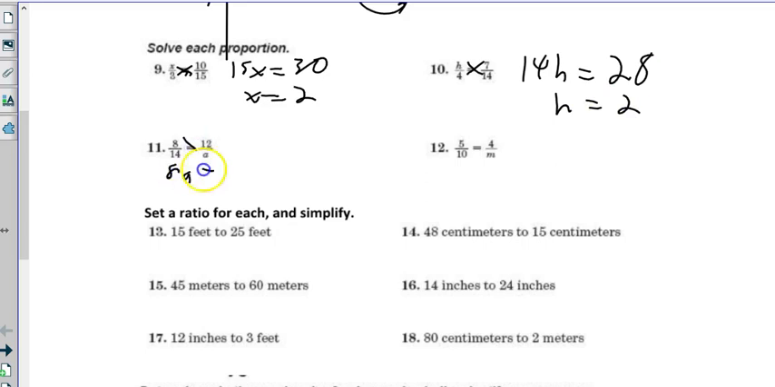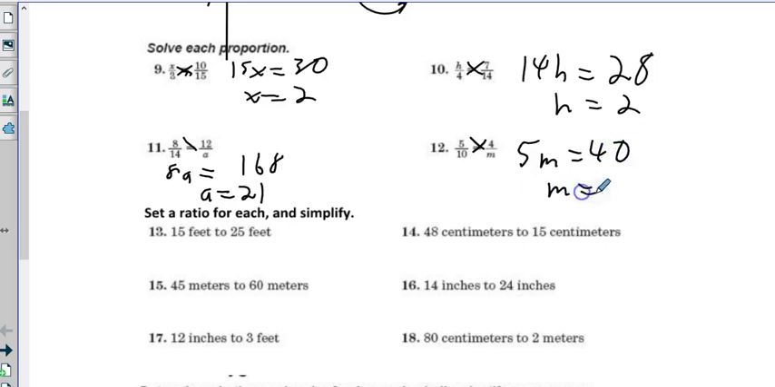8a equals 12 times 14. You may not know that off the top of your head, so you have to put in your calculator and you'll get 168. That's okay. And then you're going to divide by 8 and get a is 21. 5m equals 4 times 10, which is 40. Divide by 5. M equals 8.